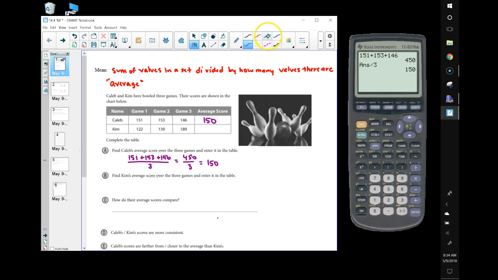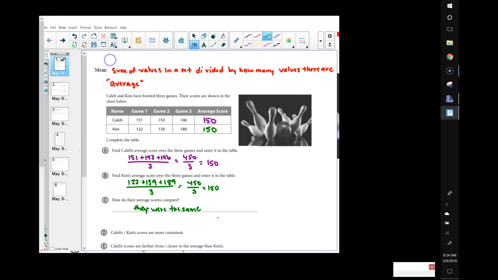All right, now we're going to do the same thing, but we're going to do it with Kim's average. So 122 plus 139 plus 189 divided by 3. So put it in my calculator. 122 plus 139 plus 189. 450 also over 3. So both their averages are the same. So let's kind of talk about what that average score means and how it compares to what their actual game points were. Okay. So, first of all, they were the same. Just said that. Let's write it down.